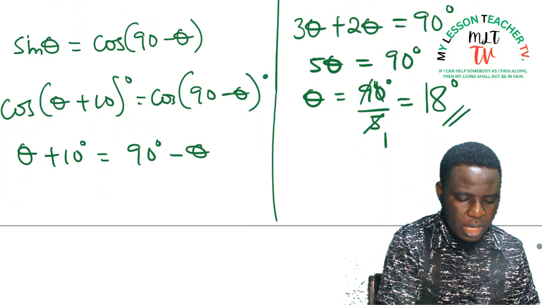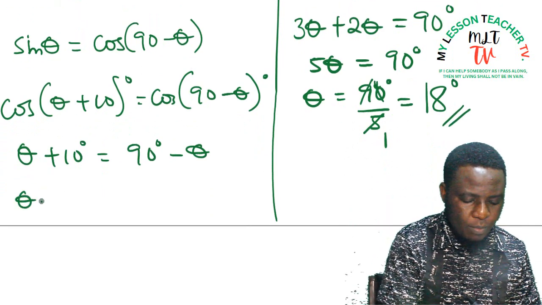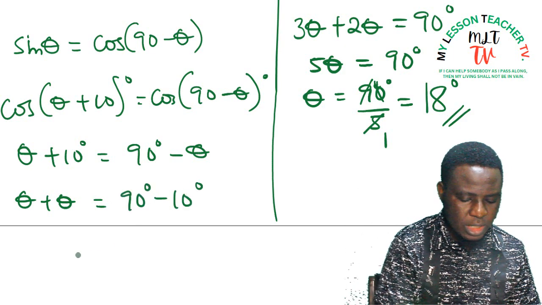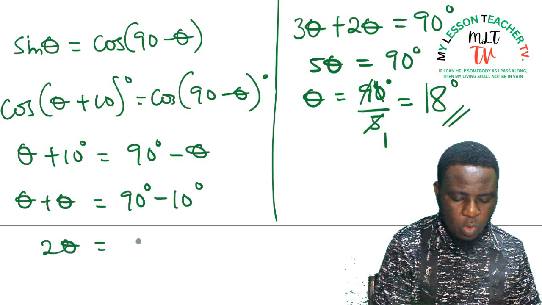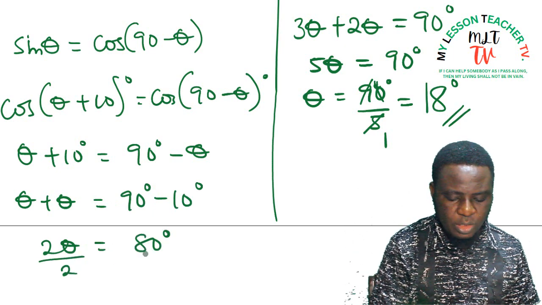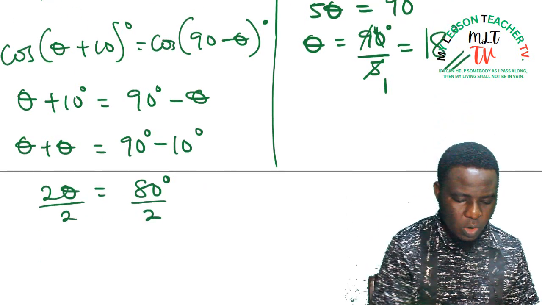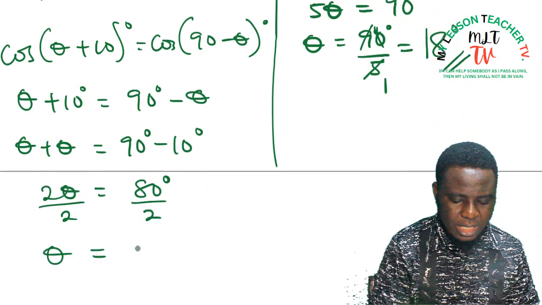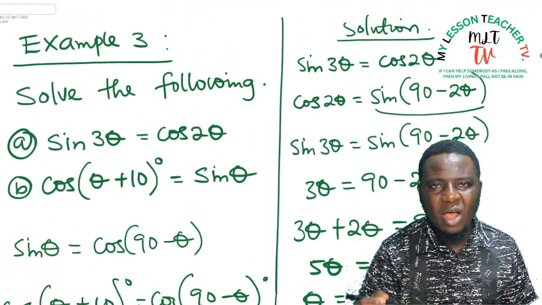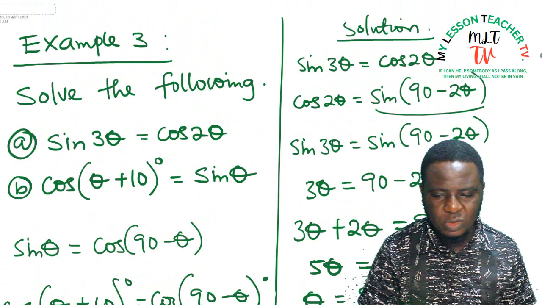Collecting like terms, you then have theta plus theta to be equal to 90 degrees minus 10 degrees, and 2 theta is equal to 80 degrees. Dividing both sides by 2, you get your answer that theta is equal to 40 degrees. So all this can be solved using the idea of complementary angles.